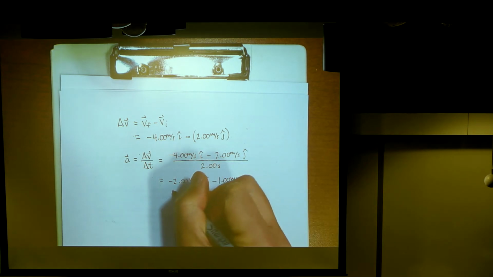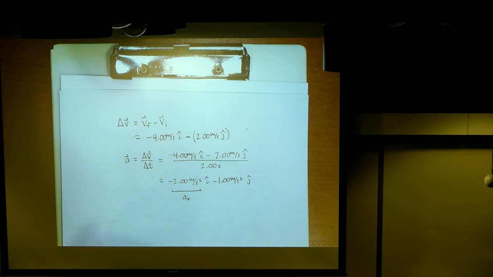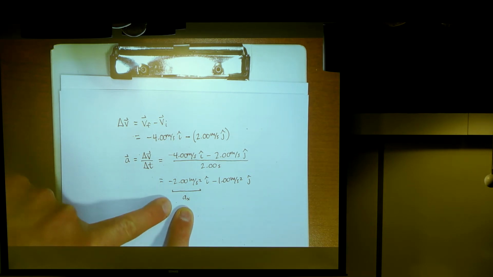So just to be clear, this is what we call ax. That is the x component of our acceleration. What it's telling us is how quickly our velocity in the x direction is changing. That's what that does, okay?